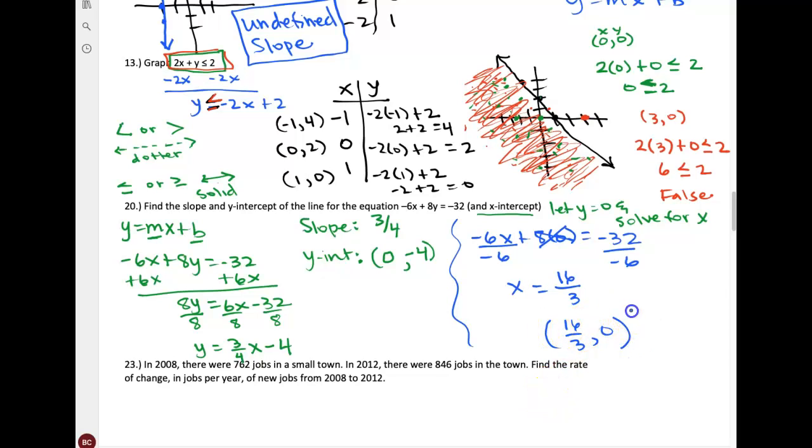Okay, so this is where it crosses the x-axis, and this point here is where it crosses the y-axis. So those are important parts of our graph, so it's a good thing to make sure you know how to find those x and y-intercepts.